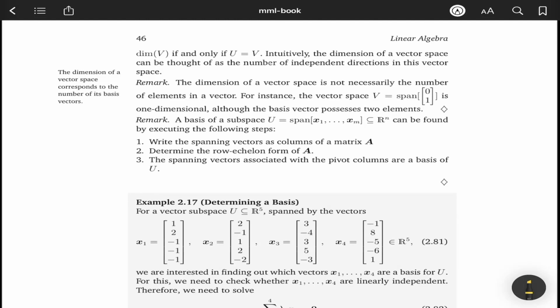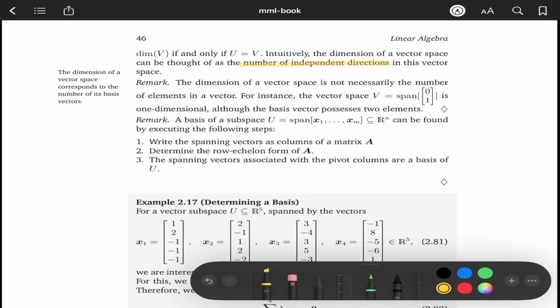Intuitively, the dimension of the vector space can be thought of as the number of independent directions in the vector space. Remark, the dimension of a vector space is not necessarily the number of elements in the vector. For instance, the vector space V, which is built by the span of the vector 0, 1, is one-dimensional, although the space's vector possesses two elements. Oh yeah, that makes sense.